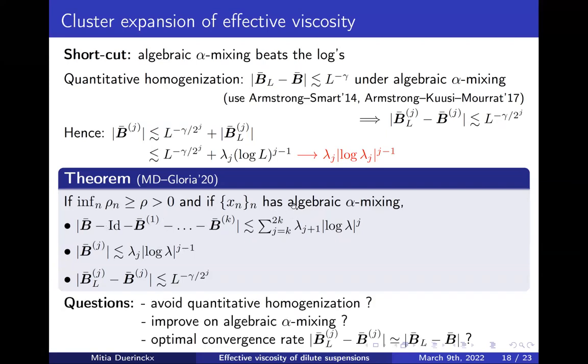And then also we ask for some algebraic alpha mixing, and we use some quantitative homogenization, which is not very satisfying because we just deal with the homogenized coefficient. So quantitative homogenization should not play an important role here. So for the proof, it's not very elegant actually to use that. You don't believe that it's really necessary. It's just a cheap trick to get a result quickly.